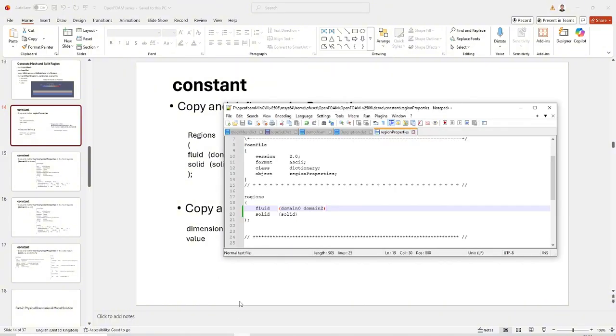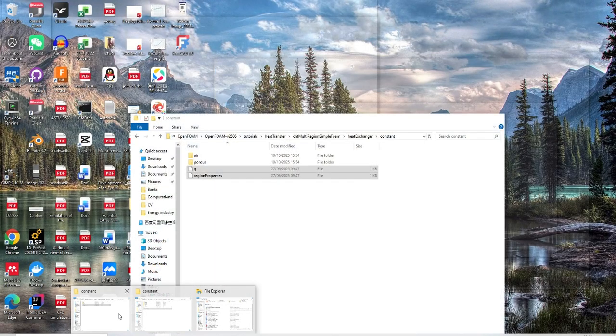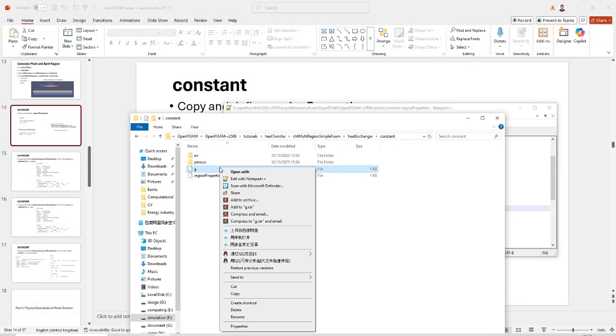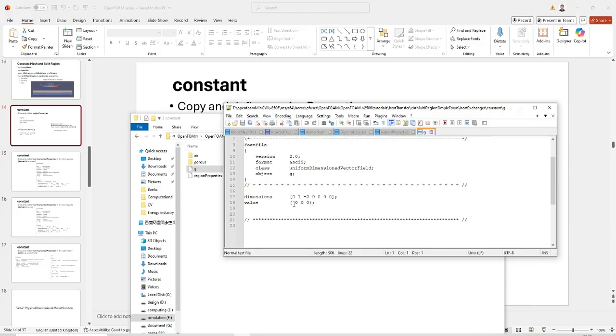And then we go to the gravity. We just have a quick check of the gravity file. The gravity file has a dimension of this: 0, 1, -2.